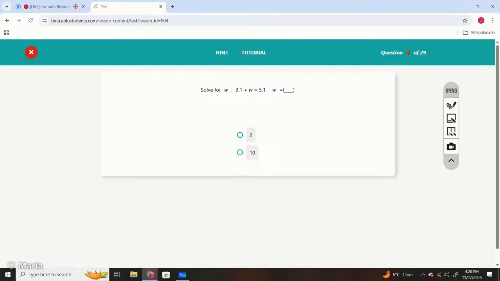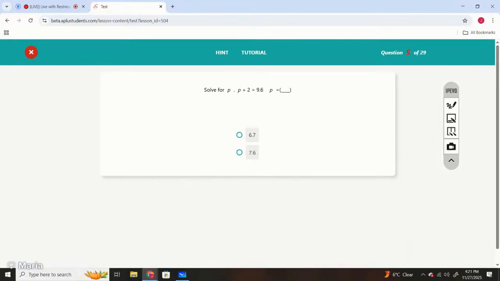Solve for W. 3.1 plus W equals 5.1. We need to solve this for W. So which is the correct option? That is 2. Option number 1 is the correct option. Very good.